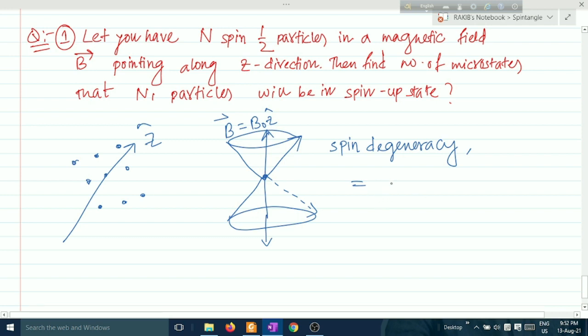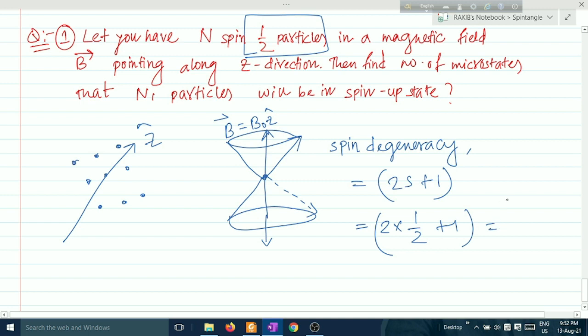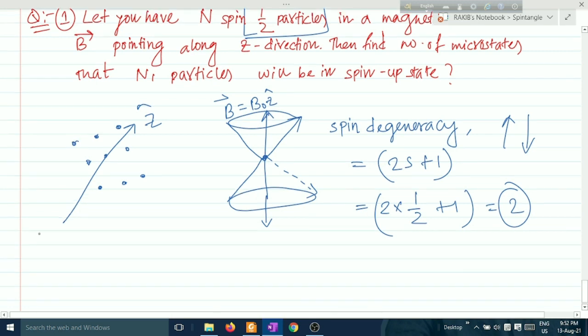Spin degeneracy is given by 2s plus 1. Say electrons, say spin half particles. It is given in the question that the particles are spin half. That means how much is the degeneracy? This is 2 times half plus 1, which means 2. That means some particles will be in the up state and some particles will be in the down state.